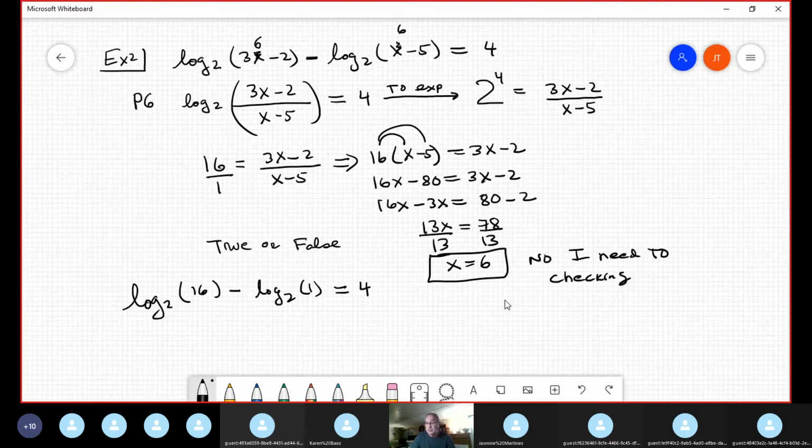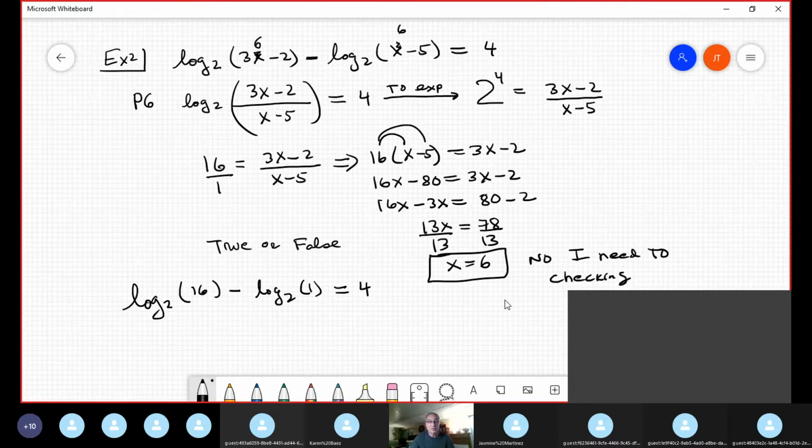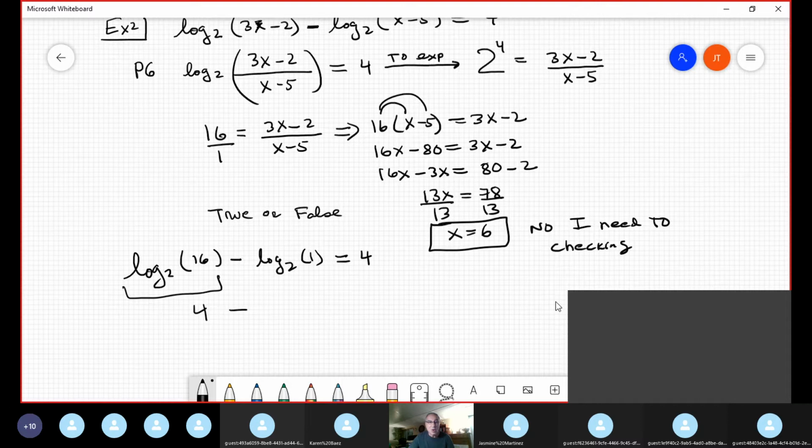What is the logarithm base 2 of 16? What is the value for that part? What is the exponent necessary to raise the base 2 in order to get 16? It's obviously 4. This guy is 4. Minus something. What is the logarithm of 1? Good. And what is the logarithm of 1? 0. Very well. 0 is universal. Logarithm of 1 is 0. And minus 0, of course, 0. This statement, of course, is true. And the solution 6 is perfect.